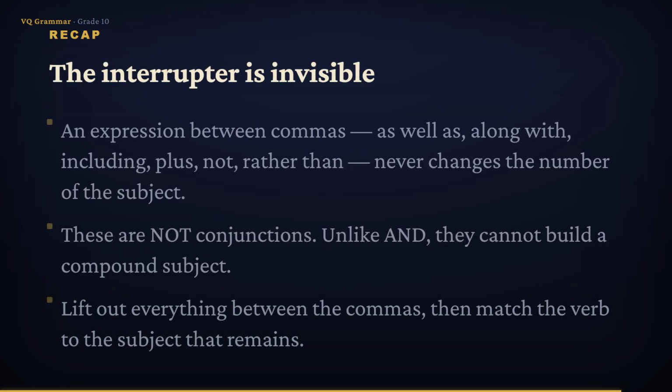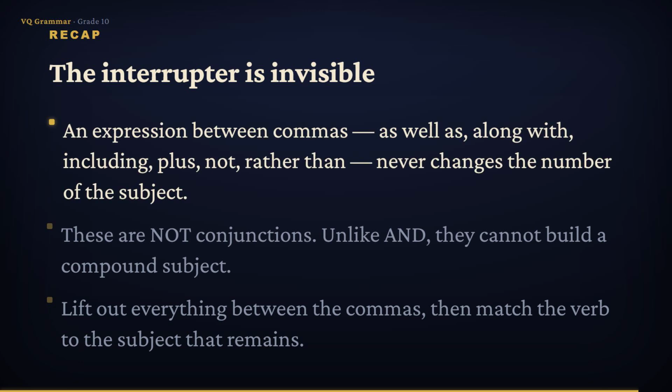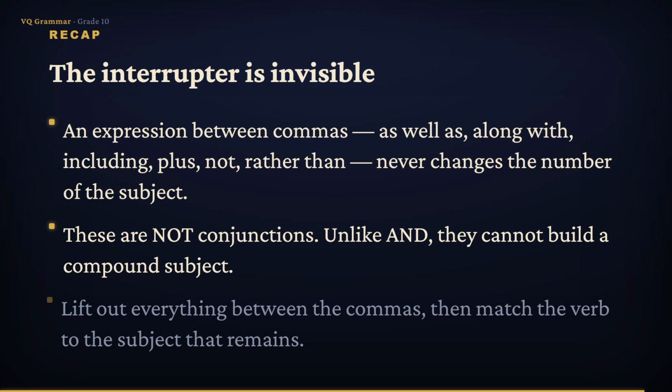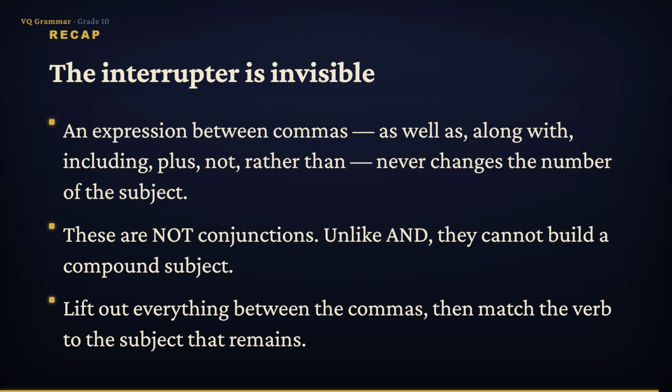Let us gather up what we learned. An expression that interrupts between the subject and the verb, as well as, along with, together with, accompanied by, in addition to, including, plus, not, rather than, never changes the number of the subject. It only describes the subject you already had. Those expressions are not conjunctions. Unlike the word and, they cannot build a compound subject, no matter how many extra people they seem to bring along. So the move is always the same. Lift out everything between the commas and match the verb to the subject that remains.